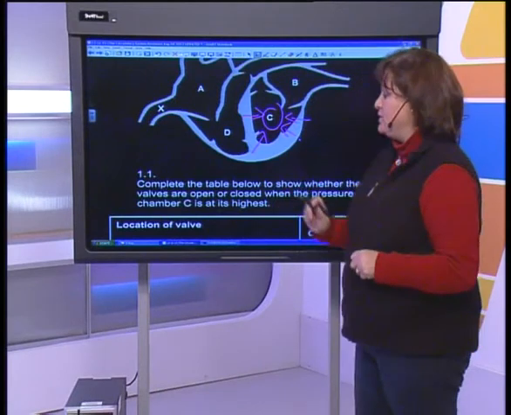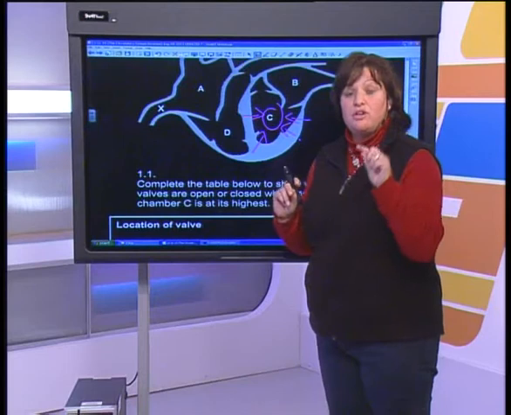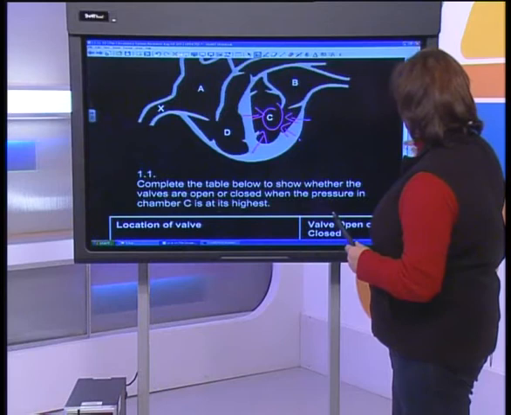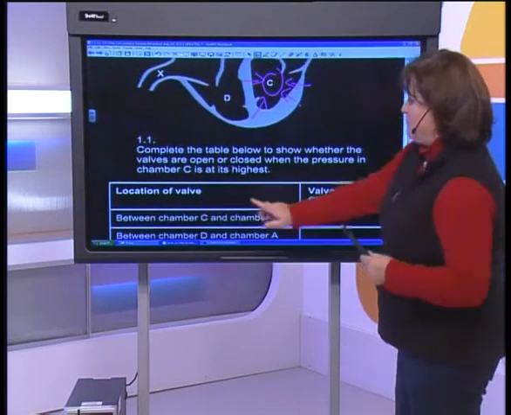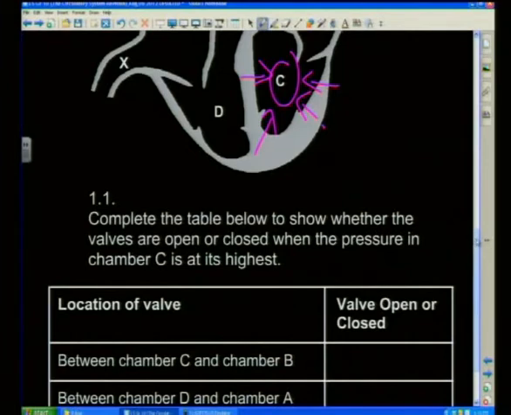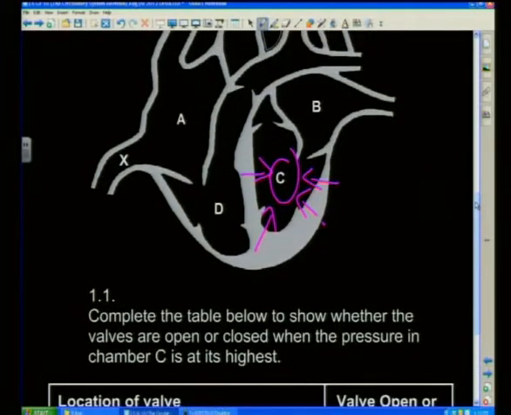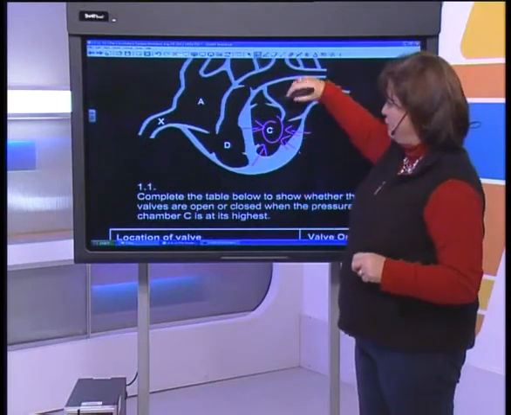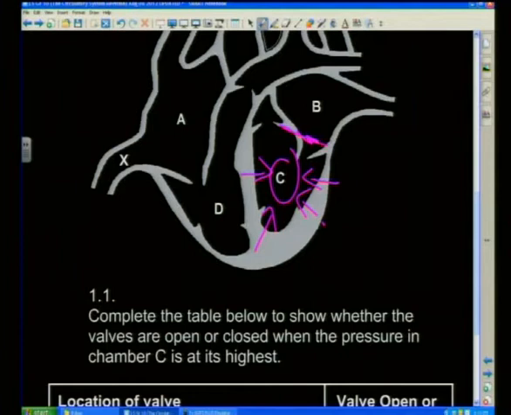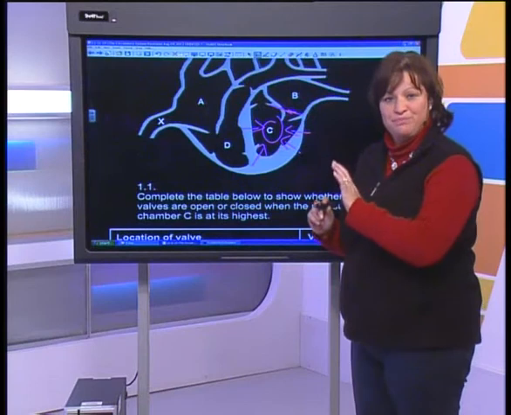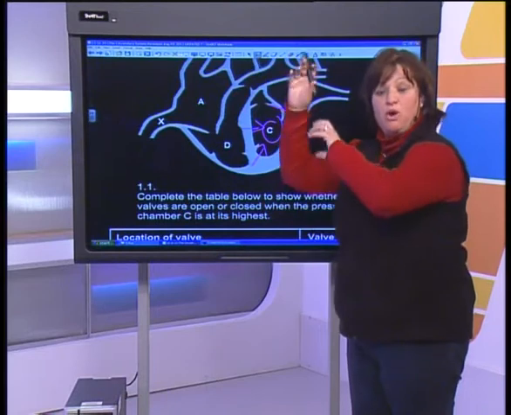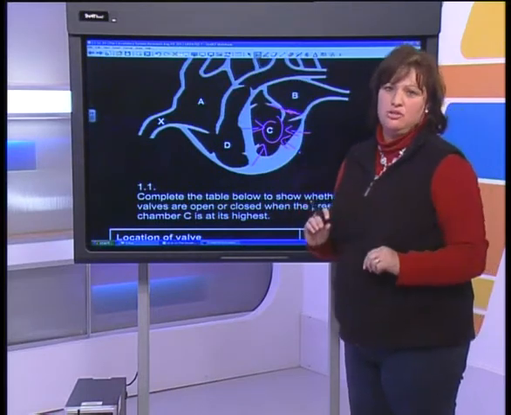squeezing. Now it asked you which of the valves are going to be open and which of the valves are going to be closed. If we go there, between chambers C and B, if this is contracting, systole, you definitely do not want those open, because remember, what is the function of the valves? To stop backflow. You don't want the blood to go in and then go out again. The whole process, you want it to get in and out of the heart as soon as you can.